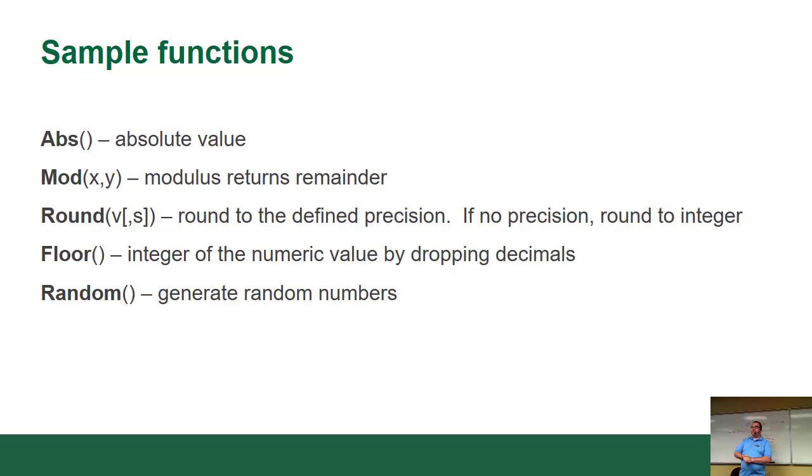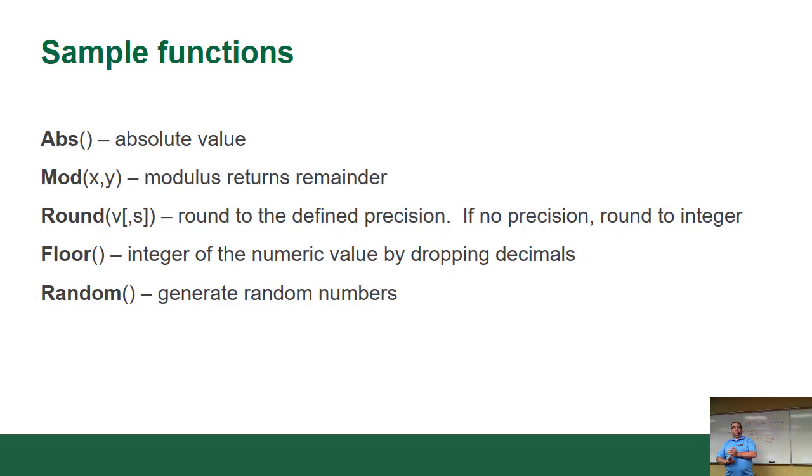You can round. Surprise. You can round. Floor. V is the value you're trying to round. The S is the number, the precision. So you can say round price, and it would just round it to no decimal places. If you include comma 2, it'll round it to 2. Comma 3, it'll round it to 3. It's the precision. Otherwise, it rounds to the full integer, and it'll round up or down as applicable.